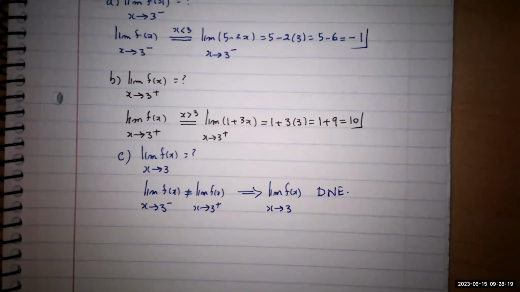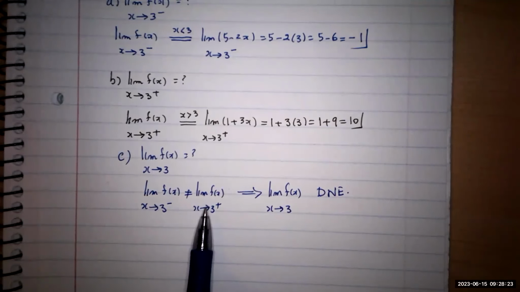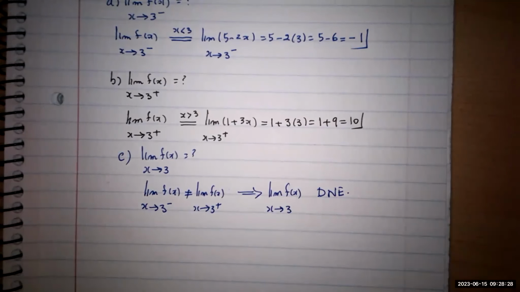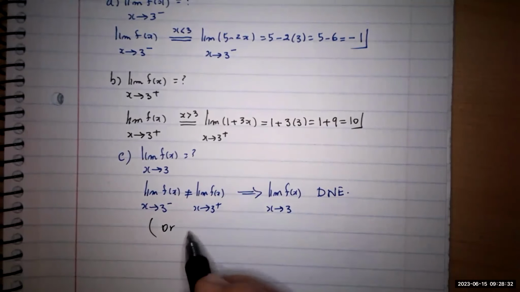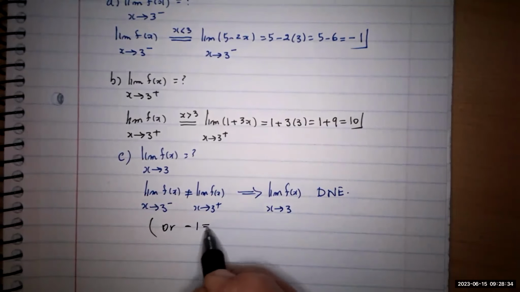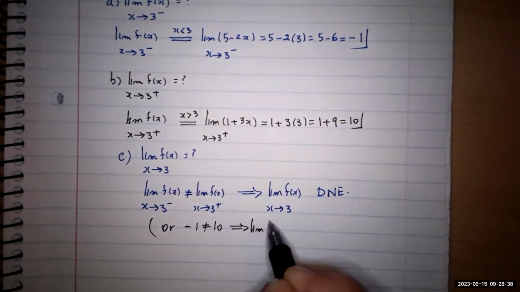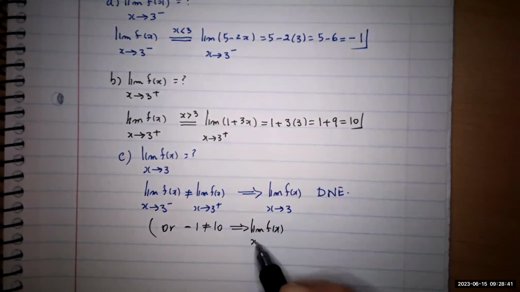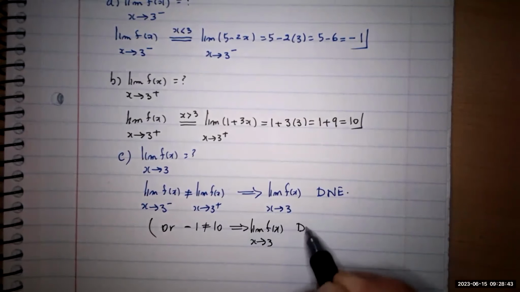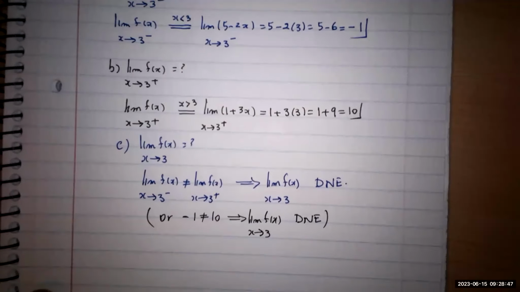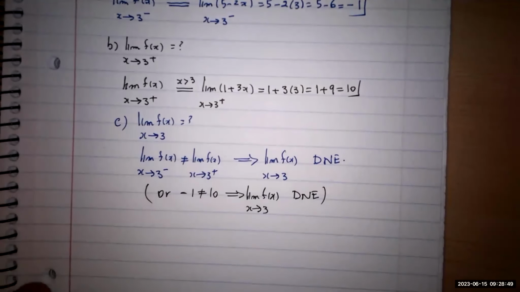Any question? You have to give us a reason. You write this one, or you say that -1 is not equal to 10. That is another way you can write it down on the test, and we accept it. So this means the limit of f of x as x goes to 3 does not exist. Give us a reason. Don't just say does not exist. We don't accept it. Any question?